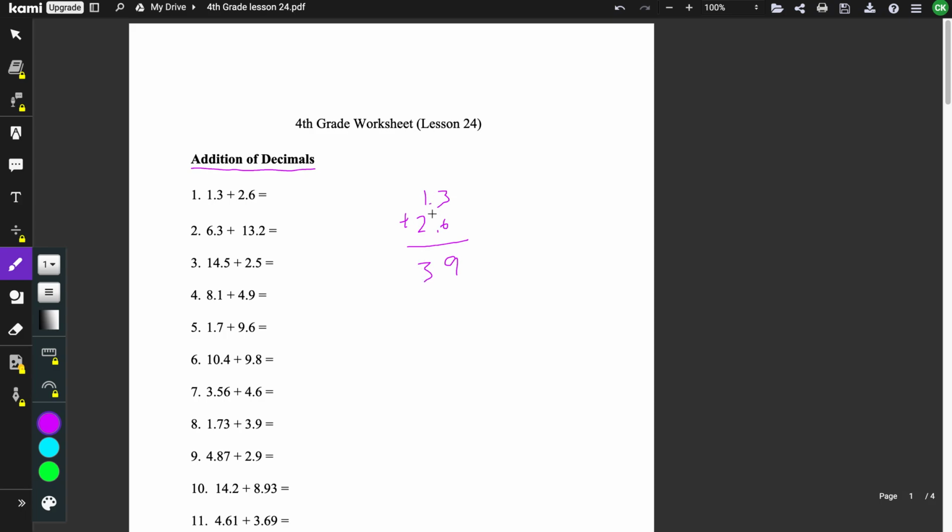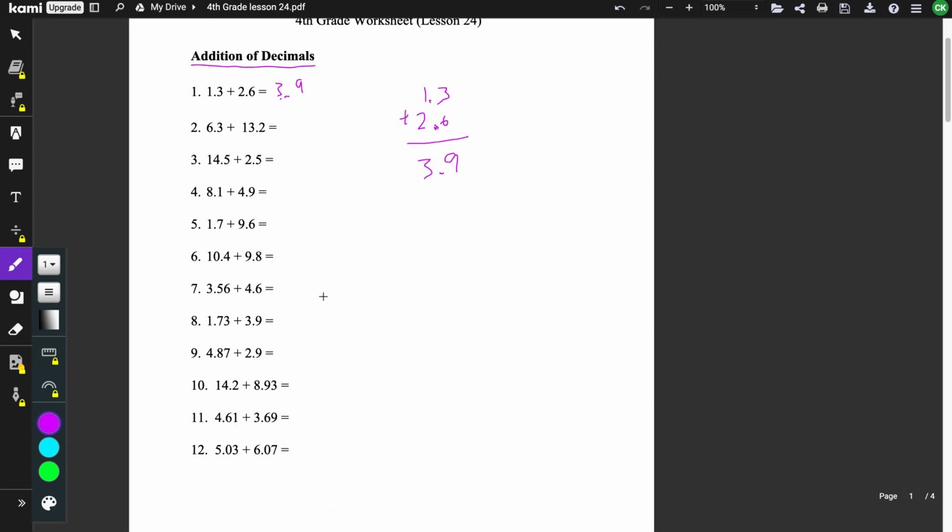But wait, since this one has a point and a point here, we would just add a point here, and look, the answer is just 3.9. Boom. Moving on, let's do 14.5 plus 2.5, which is exactly the same thing again. When you do 25, you move it over, and then you get a 7 and then a 1. And again, put the decimal, 17.0.